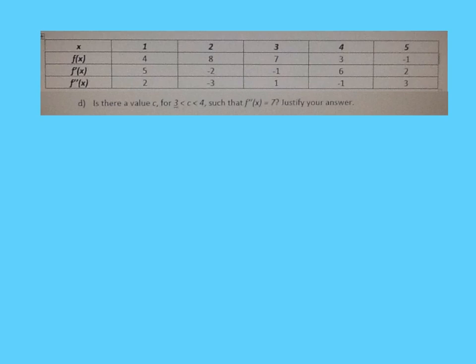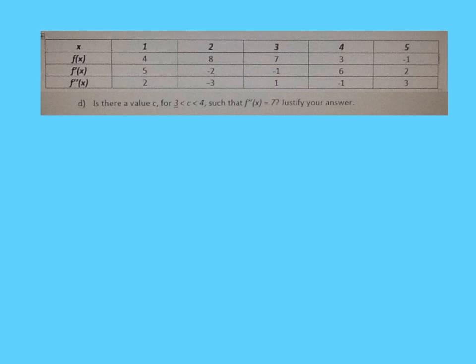Now in part D, we're asked, is there a value c between 3 and 4 such that the second derivative is equal to 7? So this one is the interpretation. We need to understand what it is they're asking us for. Now when we are finding a c between another value, that was like the intermediate value theorem and the mean value theorem. That's what we're actually looking for here.